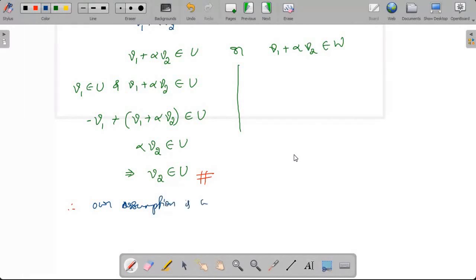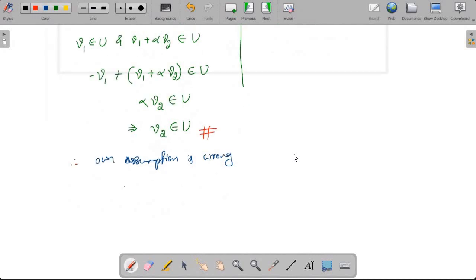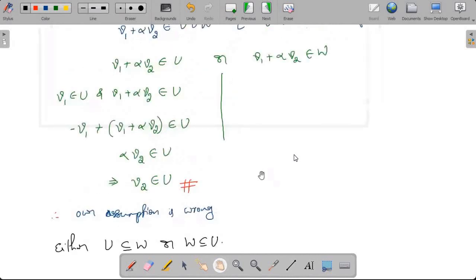Our assumption is wrong. What is our assumption? U is not contained in W. Similarly, W is not contained in U. So that assumption is wrong. So what must be the correct one? The correct one is either U is contained in W or W is contained in U. So this must be true. Okay. And you may ask one thing, sir, you have taken only one side. What about the other side?